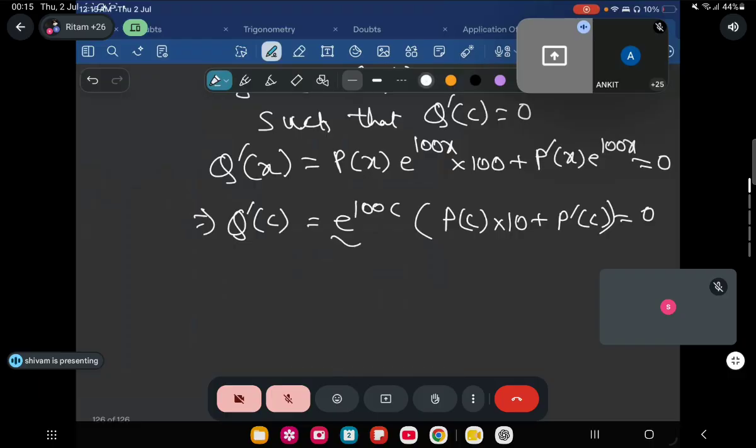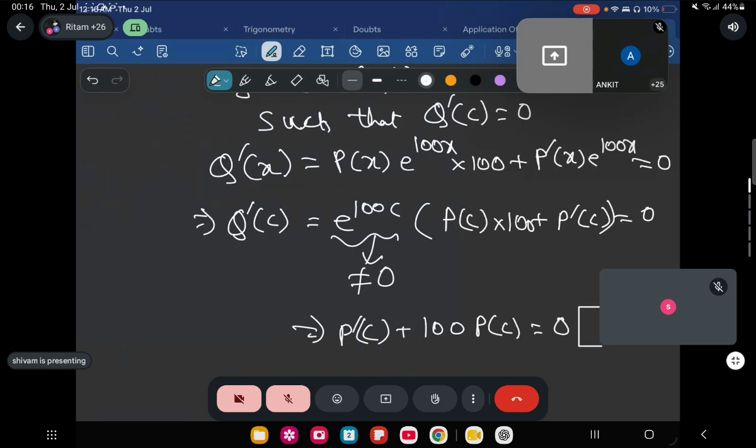Now see everyone, e to the power 100c cannot be equal to 0. This is never equal to 0. This implies p dash c plus 100 into p of c should be equal to 0. Are you people getting? This is what we needed to prove. Hence proved.